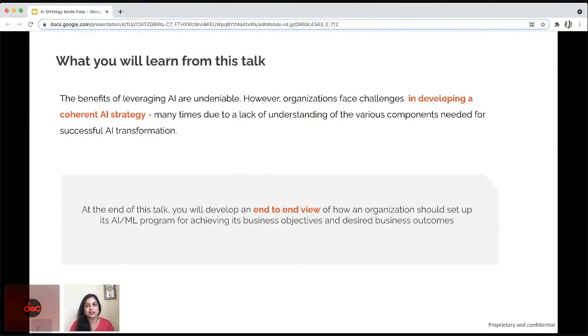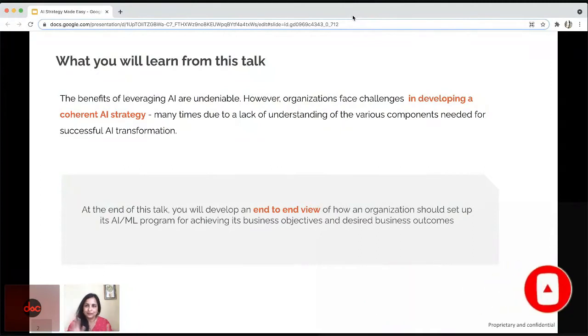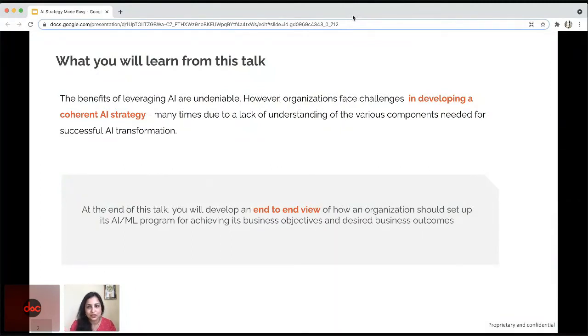So the key challenge that organizations face in developing a coherent AI strategy is a lack of understanding of what the various components of a good AI strategy are to enable successful transformation. What we'd want to cover in this talk is, towards the end, to have a view of the end to end key building blocks of a successful AI strategy at organization level and at a BU level, and understand what those various components are and how you bring them together to build something awesome. That's really the synthesis of what we want to cover in this talk.